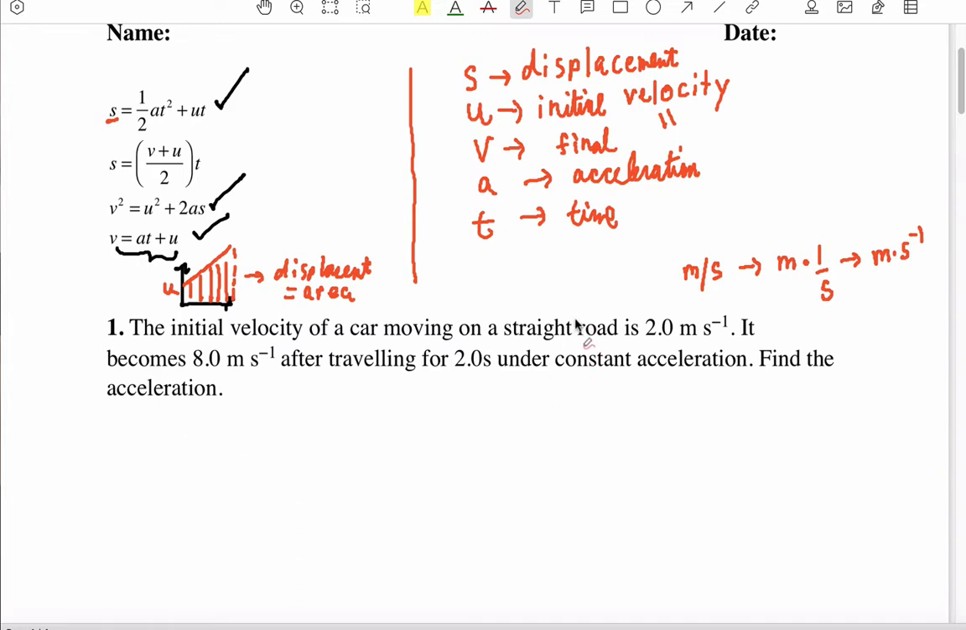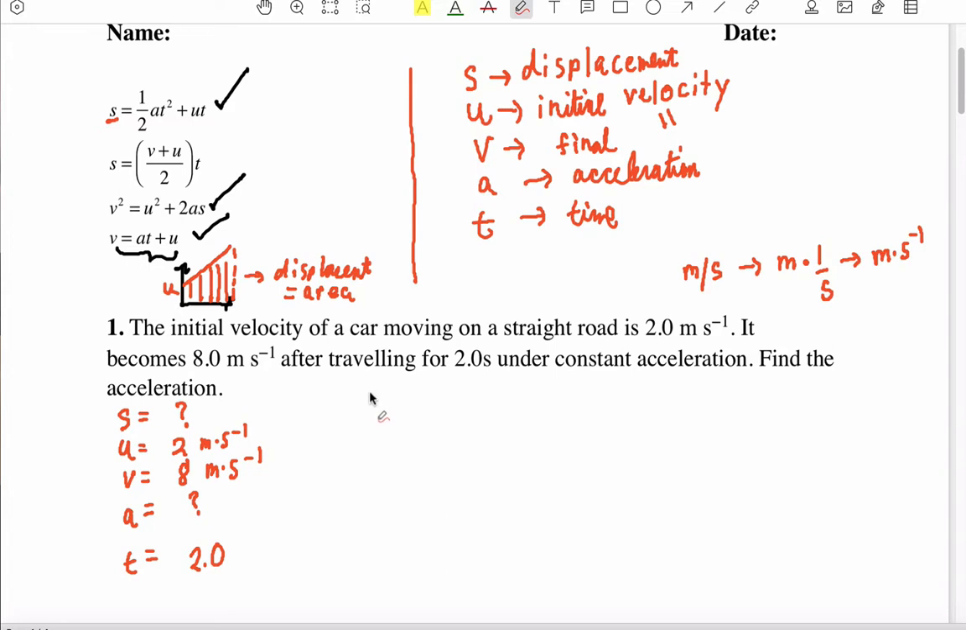So for number one, we just read: the initial velocity of a car is 2 meters per second, becomes 8 meters per second after traveling 2 seconds under constant acceleration, and we want to find that acceleration. So I'm just going to write out the letters of SUVAT here. And I'm going to do this for every problem. So the first step in any of these problems is you write out the letters. Now, I don't know what its displacement is at the end. I know that the initial velocity is 2 meters per second. I know the final velocity is 8 meters per second. I don't know the acceleration, but I do know it travels for 2 seconds. And now what I'm going to do is simply bring down one of these equations and use it to solve.